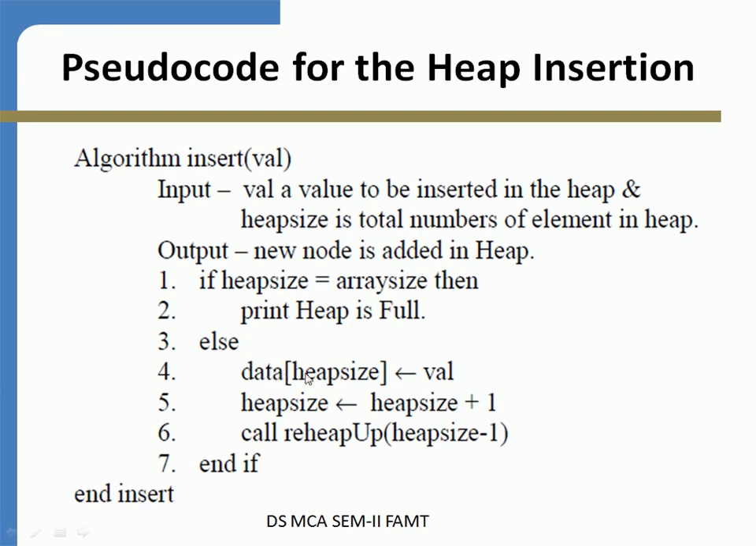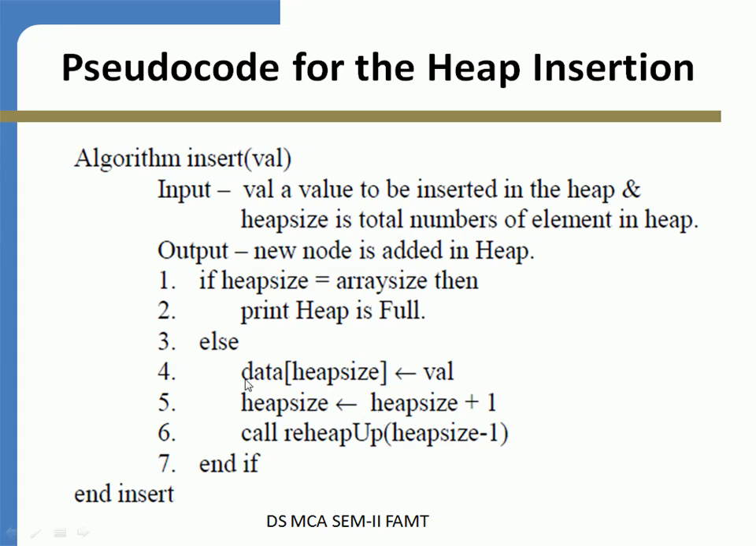Else data of heap size is equal to val. That is nothing but the value which we are passing to this algorithm will get assigned to the array at the position heap size. The array name is data. After adding an element into the array, we increase the value of the heap size variable by 1, and then we call reheap up with the heap size minus 1 value. Why heap size minus 1? Because in statement number 5 we already incremented the value of heap size by 1.